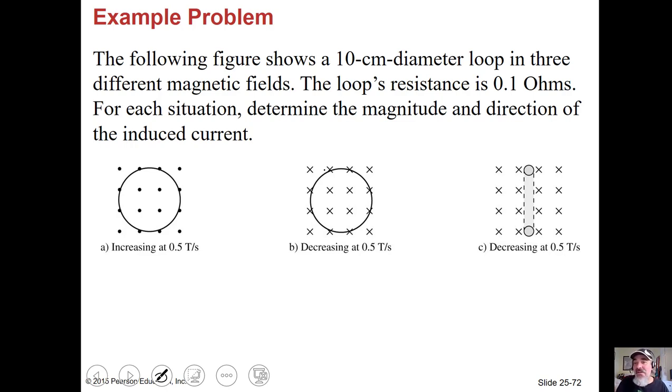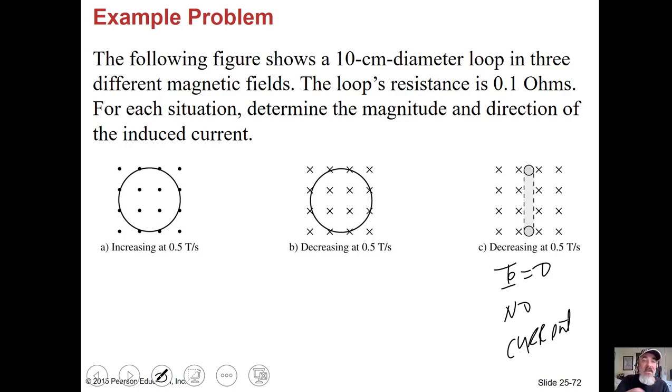We have a side view of the loop. No magnetic field is going through here. The flux here is 0. It's not changing because none of it is actually going through the loop. So for this one, there is no induced current. Even though the field is changing, none of it is going through the loop to begin with, so no current is induced.